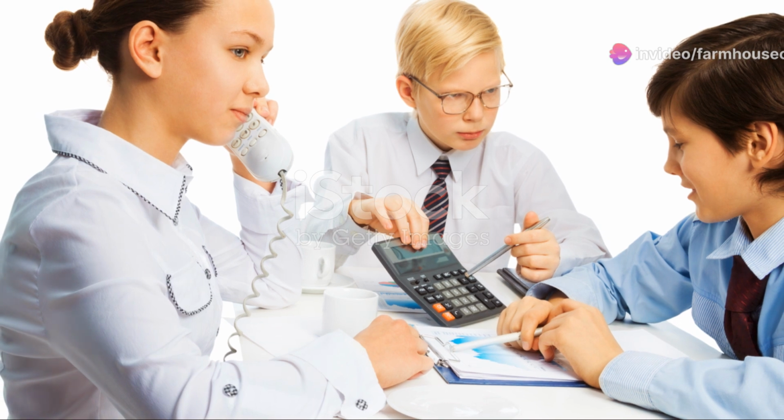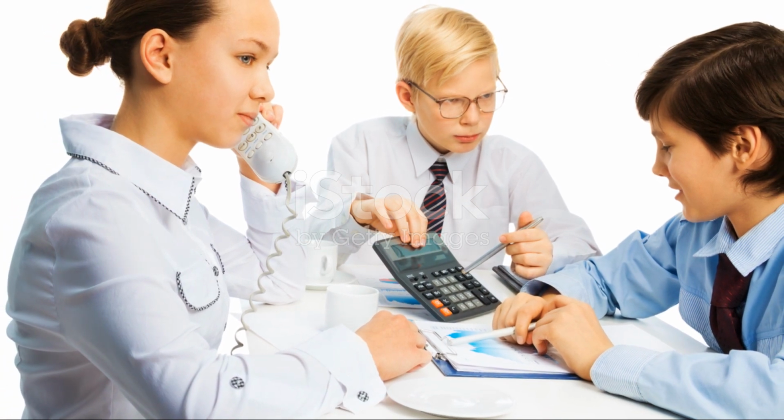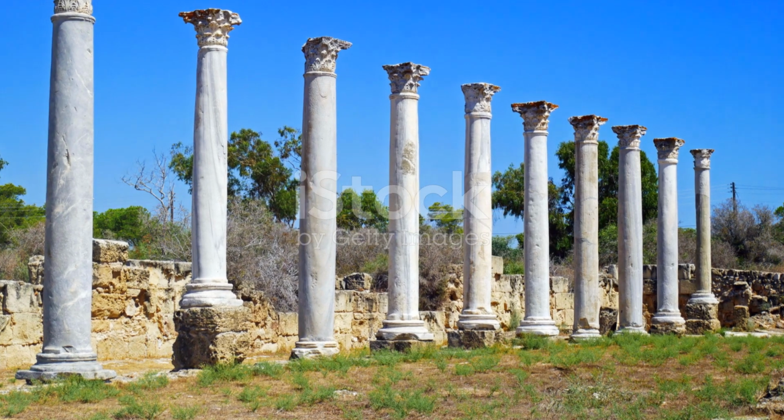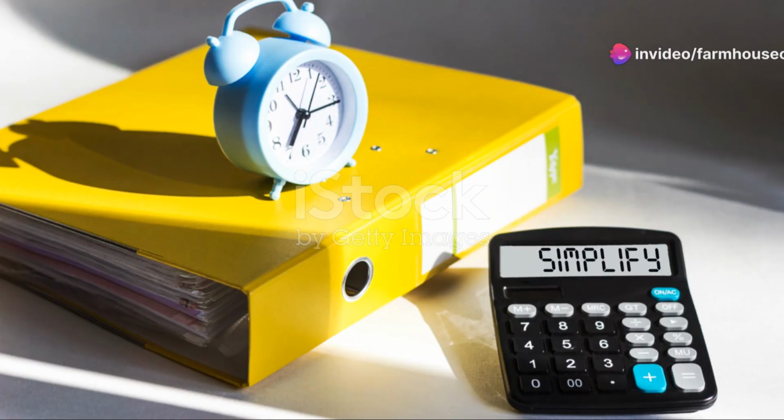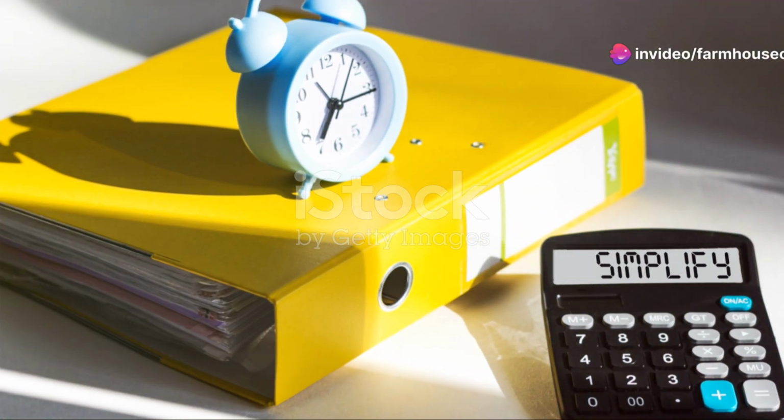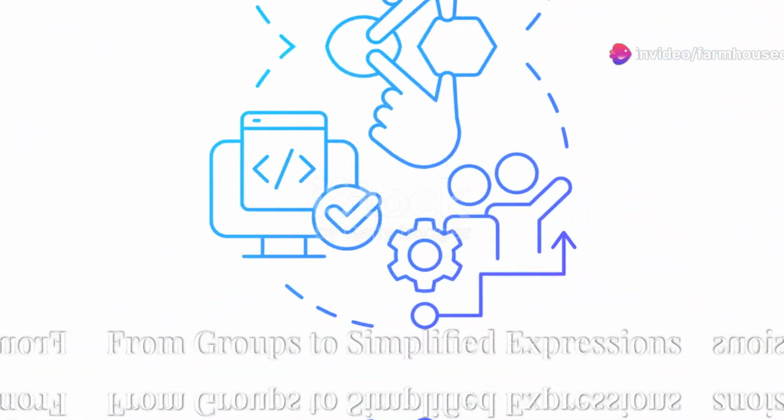For example, a 1 in the top row might group with a 1 in the bottom row. Similarly, a 1 in the leftmost column can group with a 1 in the rightmost column. These wraparound groups are essential for finding the most simplified expression.